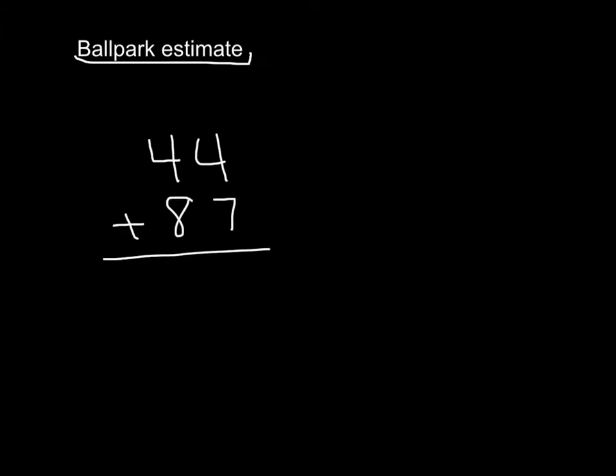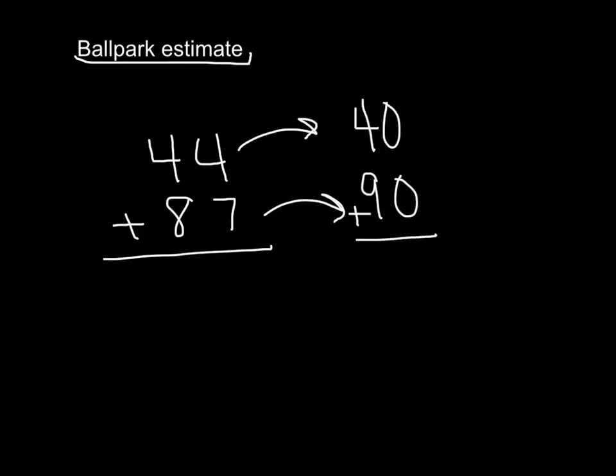Anytime we solve a larger math problem, either addition, subtraction, multiplication, or division, we need to make a ballpark estimate. So let's say, for example, that I was going to be adding 44 plus 87. I'm going to first estimate what the answer should be by rounding 44 to the closest multiple of 10. 44 is closest to 40. 87 is closest to 90. In a snap, I can add 40 plus 90 to equal 130.